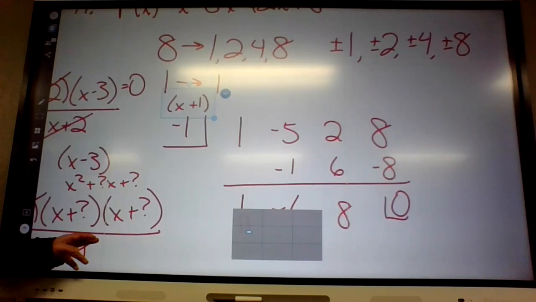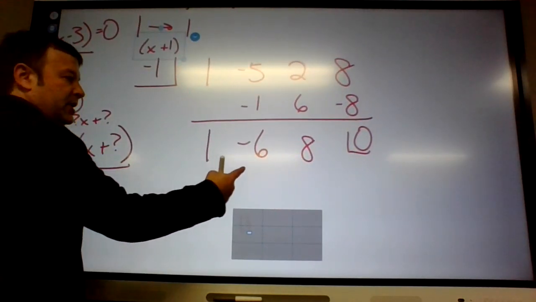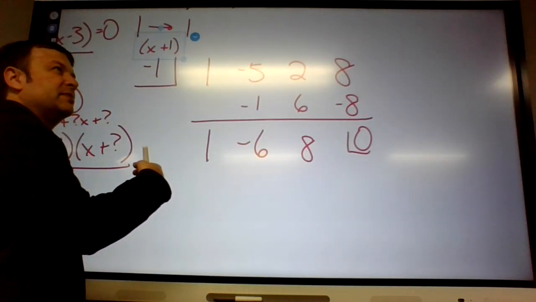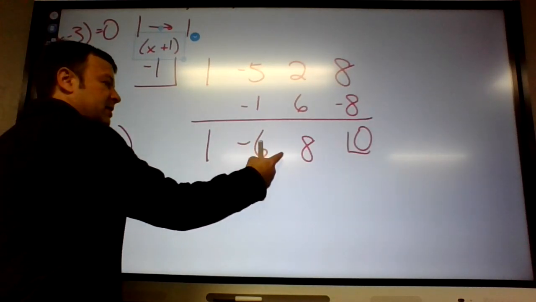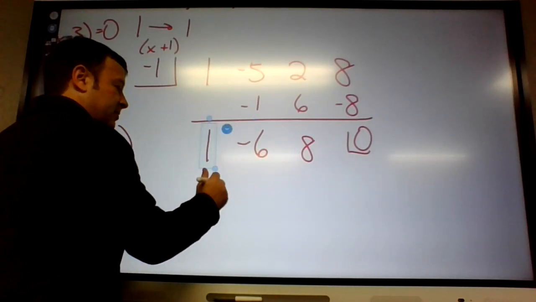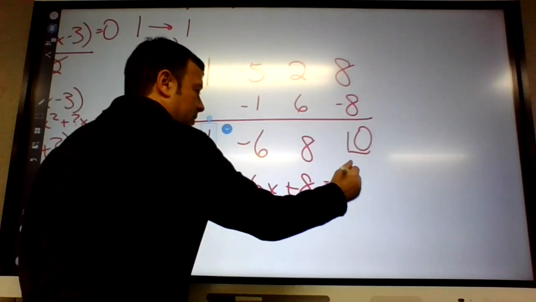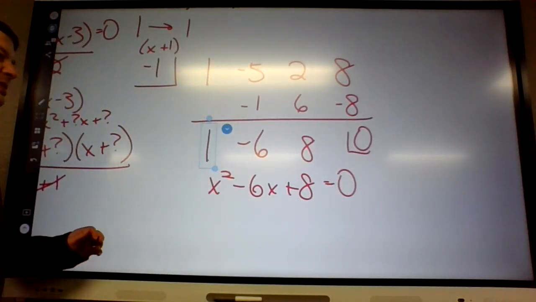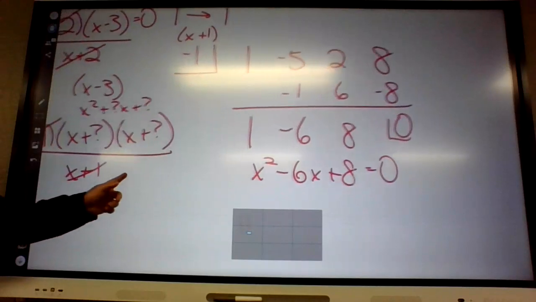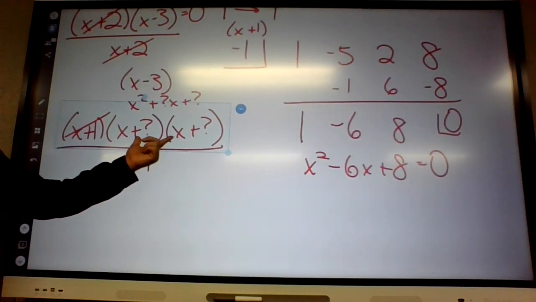All right, do you guys recall from yesterday what these numbers stand for? Or was that 2 days ago? I think that was yesterday. 6 and negative 8. This stands for the constant, the x, and the x squared term. Okay. This little equation contains my last two factors and my last two answers.